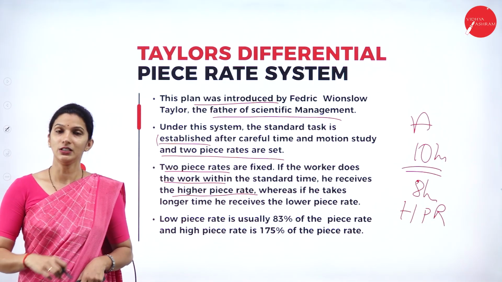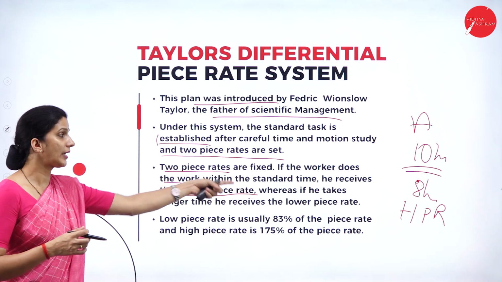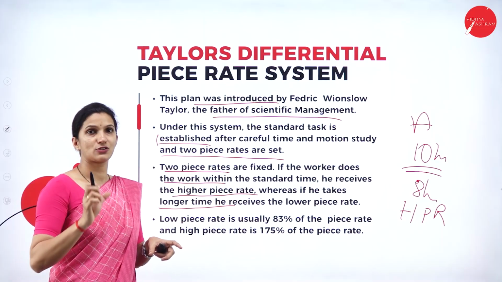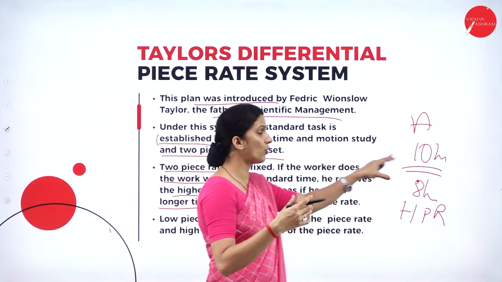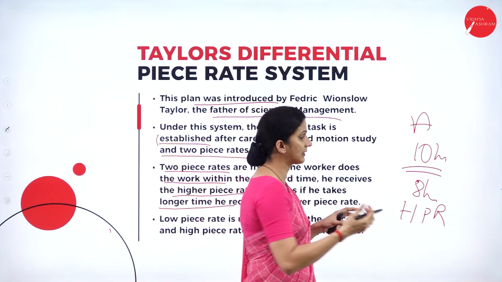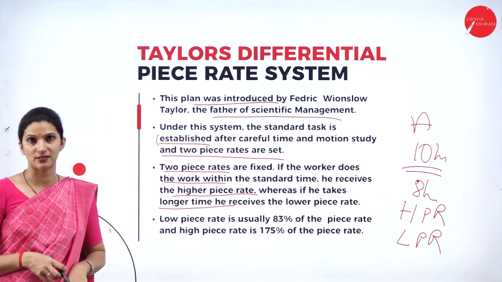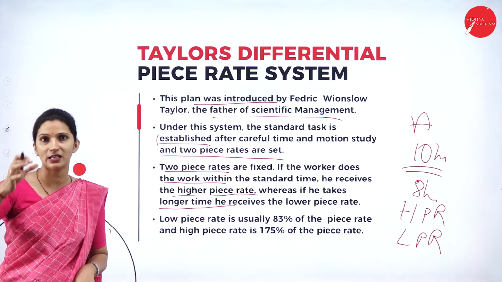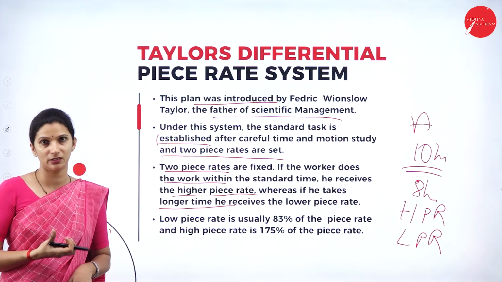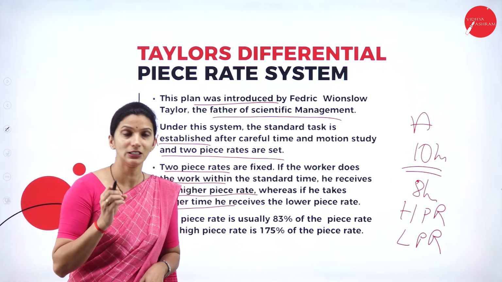So any worker who completes the work before the standard time will get the high piece rate, whereas if he takes longer time, he receives the low piece rate. That means if any worker takes more than the standard time to complete the task, then he will get the low piece rate. So under Taylor's differential piece rate system, two rates are fixed: the high piece rate and the low piece rate. If any worker completes the work before the standard time, he will get the high piece rate, or if he fails to complete the work within the standard time, he will get the low piece rate.